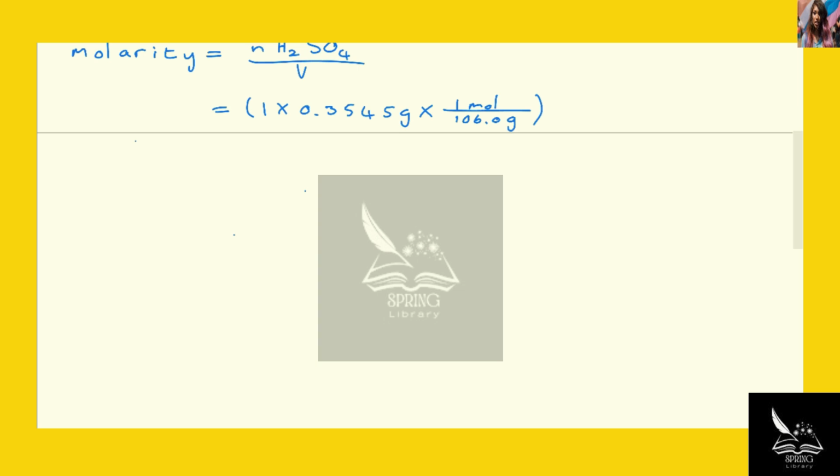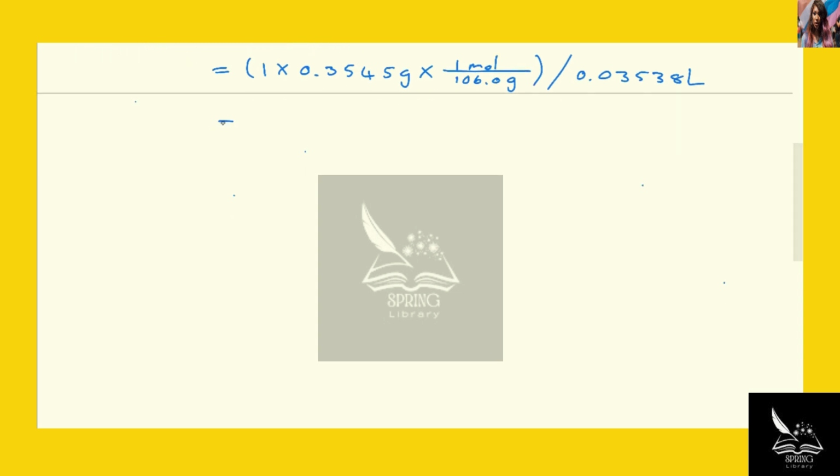And then I need to divide by the volume of the sulfuric acid. But the volume of the sulfuric acid is given in terms of milliliters, and I need a molarity unit of moles per liter. So I need to convert those milliliters to liters. So I'm going to divide by 0.03538 liters. And that will give me a final answer of 0.09453 molar.